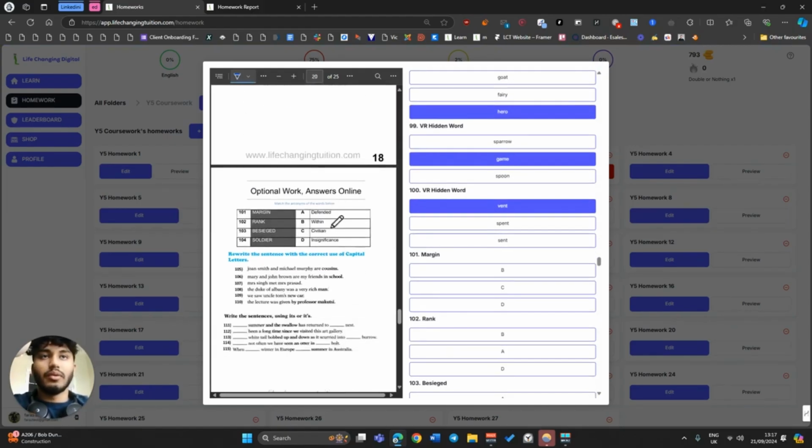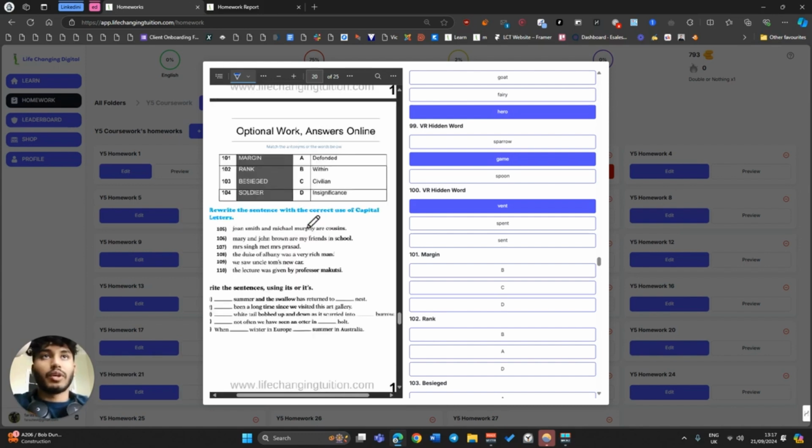Okay, we've got some extra questions now. So now it says match the antonyms of the words below. So margin, which one is an antonym to this?